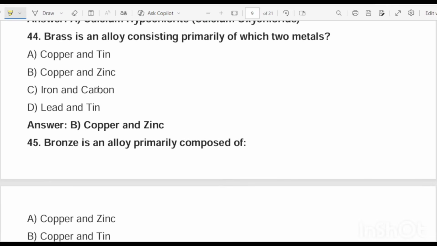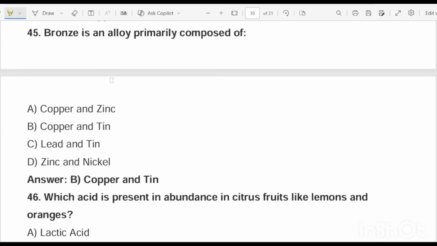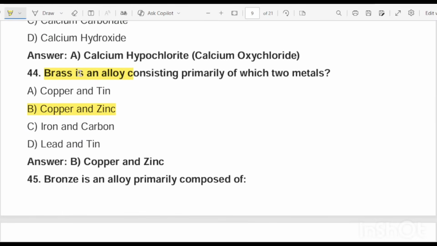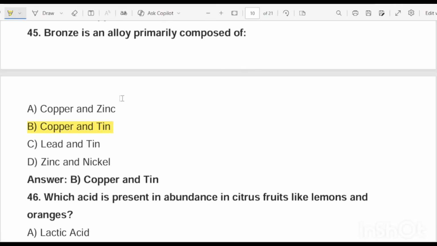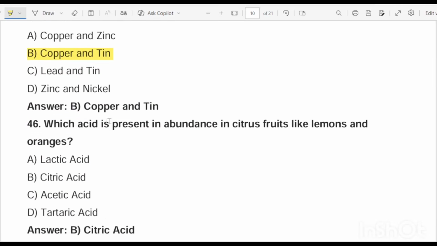Next question. Brass is an alloy consisting primarily of which two metals? Correct option, option B, copper and zinc. Next question. Bronze is an alloy primarily composed of? Correct option, option B, copper and tin. So this is brass and this is bronze. Brass is an alloy of copper and zinc, and bronze consists of copper and tin.